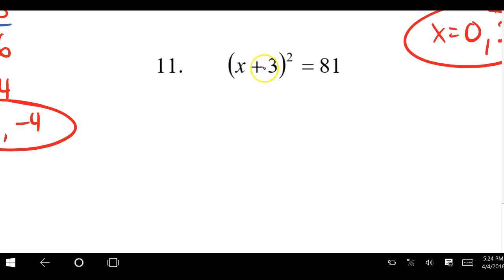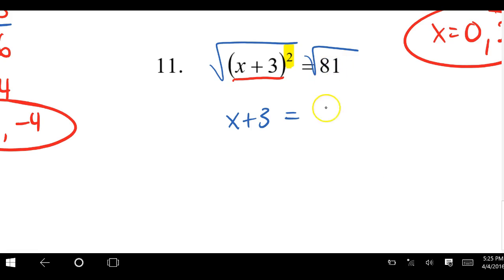Now number 11, you remember back to Friday's lesson, if I have parentheses with a binomial inside, and it has this squared number here, and then these parentheses are squared, all I have to do is square root both sides. When I square root this binomial that's squared, it takes away the parentheses. It takes away the square. So now it's just equal to x plus 3.